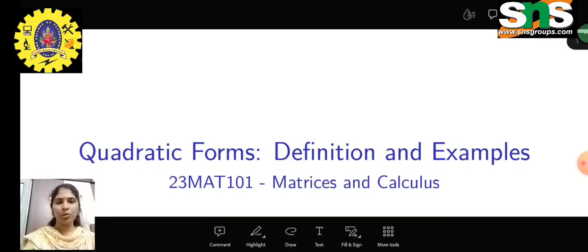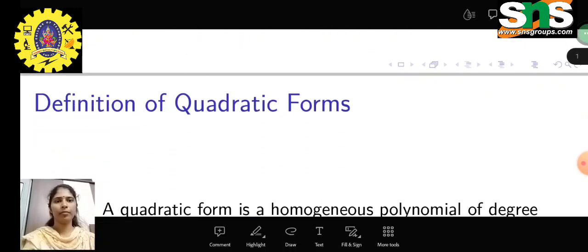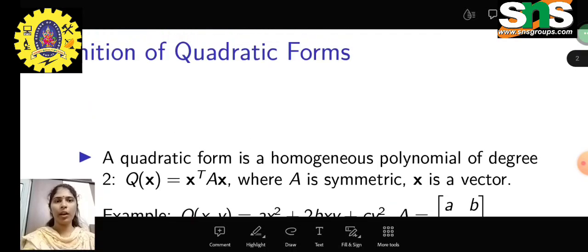Here we are going to see a lecture series on the topic diagonalization, and in that lecture video series we are going to see quadratic forms and its definition and examples. First, let us see what is quadratic forms. A quadratic form is a homogeneous polynomial of degree 2 where it can be represented by q of x is equal to x transpose Ax, where here A is a symmetric matrix and x is a vector.